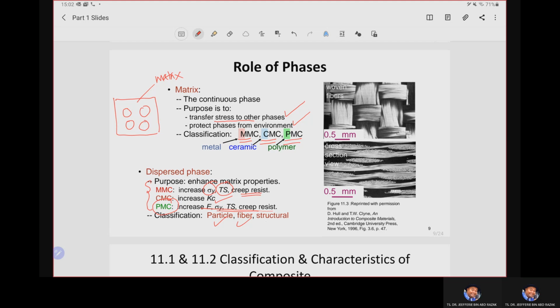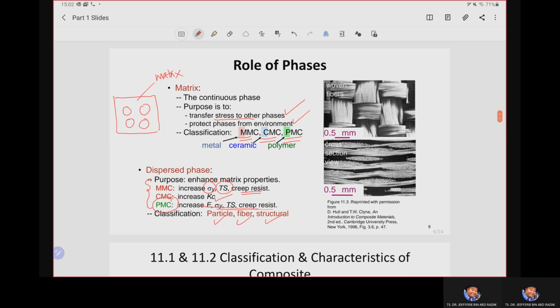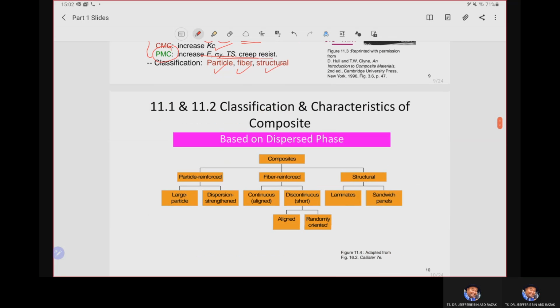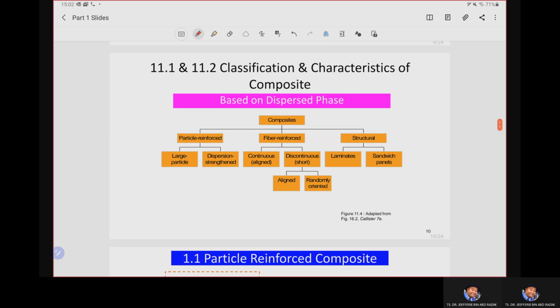All right, hopefully up to this level, you can differentiate the function of the matrix and the function of the dispersed phase, and what the matrix and the dispersed phase are all about. So let's move to the next slide on the classification and characteristics of composite. The classification and characteristics of composite can be based on the dispersed phase itself.